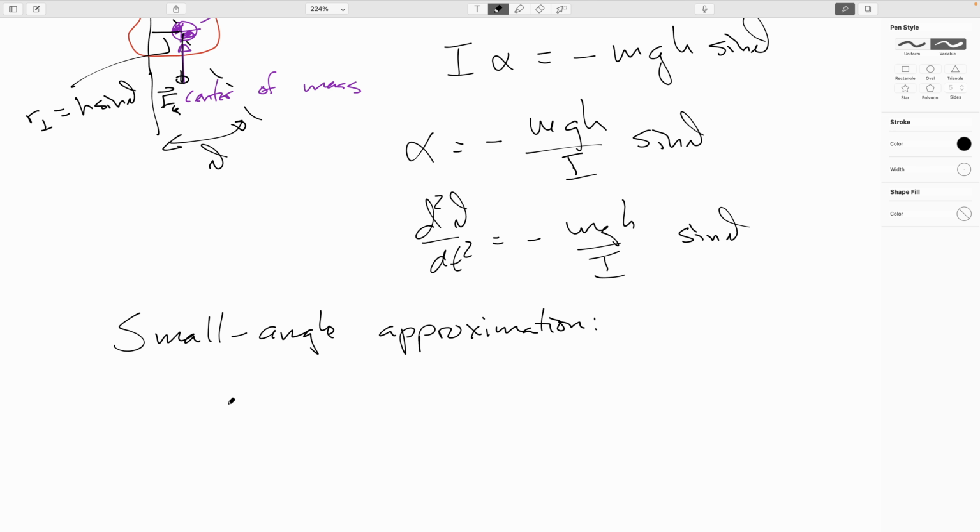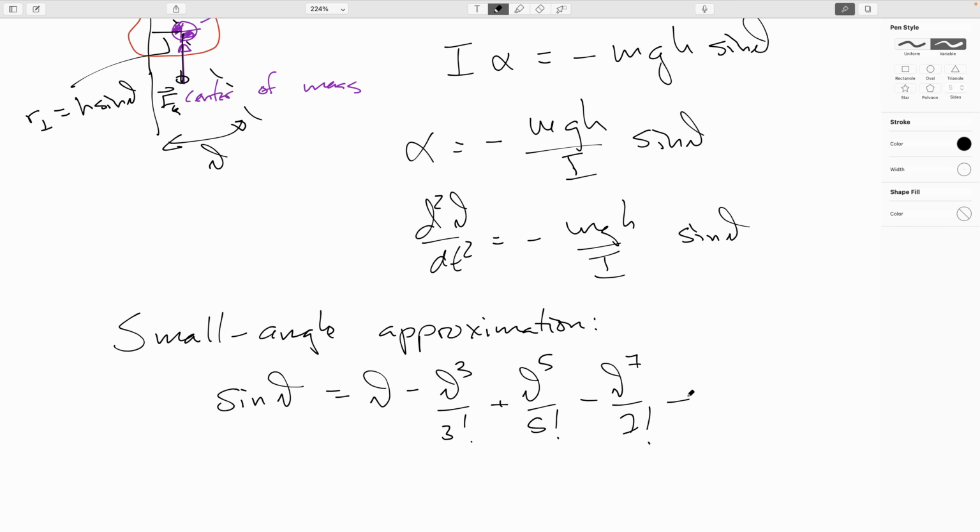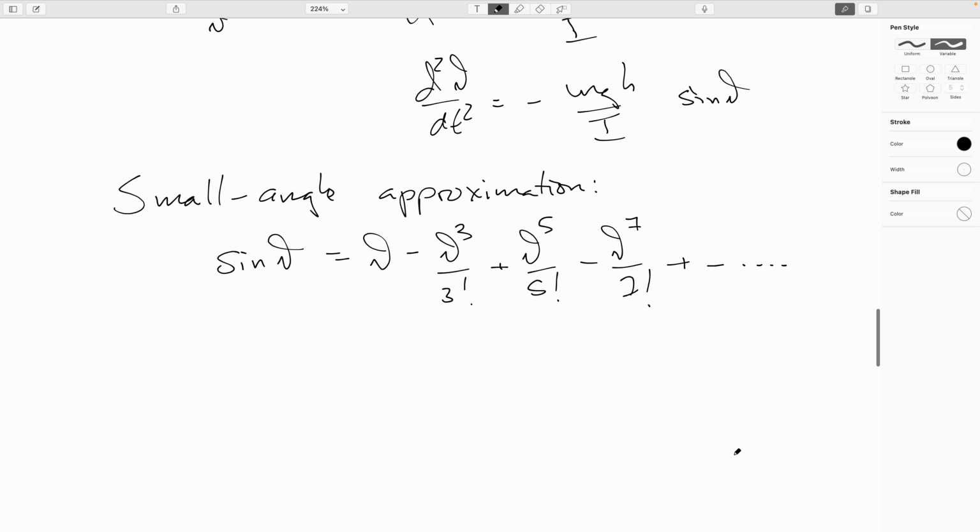So if you go ahead and do a Maclaurin expansion of sine theta, you remember that that will be equal to theta minus theta cubed over 3 factorial plus theta to the 5th over 5 factorial minus theta to the 7th over 7 factorial plus minus, and so on. Now here's the trick. Remember, first off, we're working in radians here.